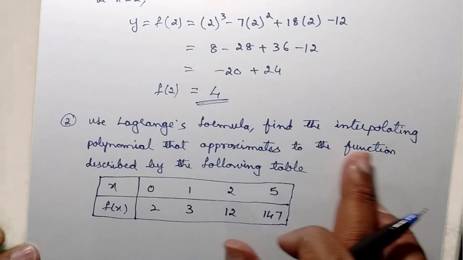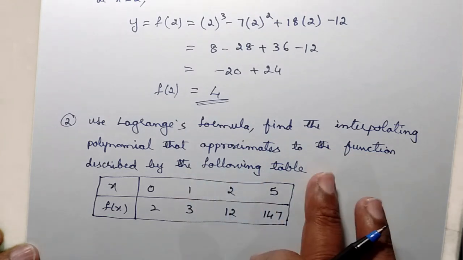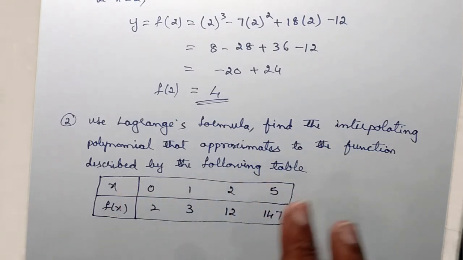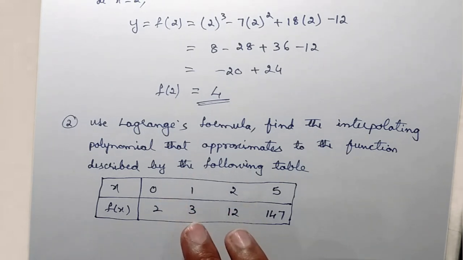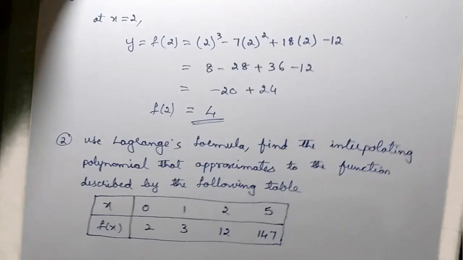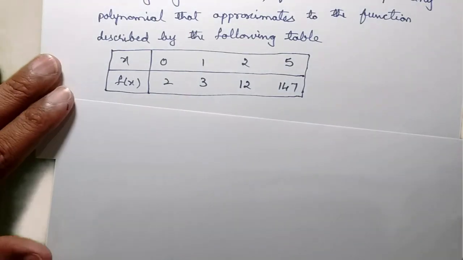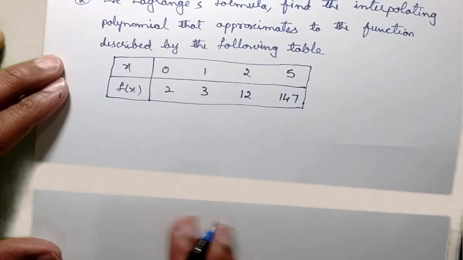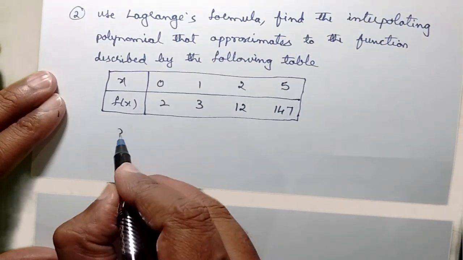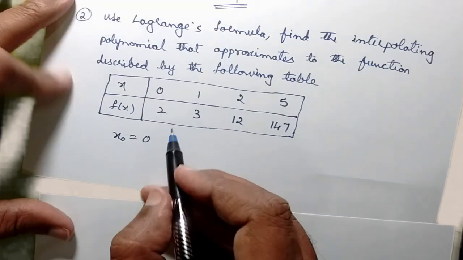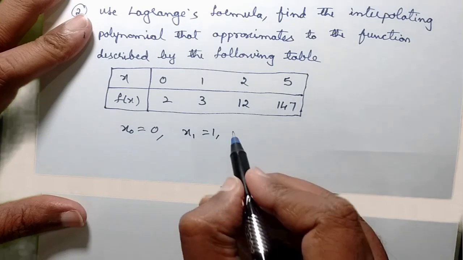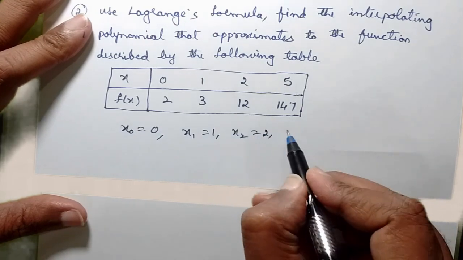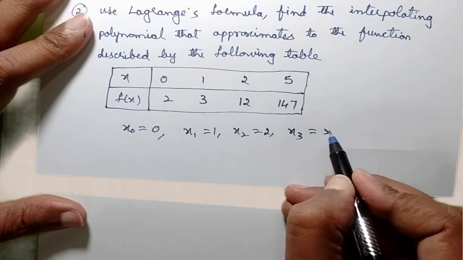Use the Lagrange formula. Find the interpolating polynomial that approximates the function described by the following table. So f of x values are given. We need to find out the polynomial. Therefore, let us first identify the values of x and y. So the value of x naught will be 0. x1 will be 1. x2 will be 2. x3 will be 5.